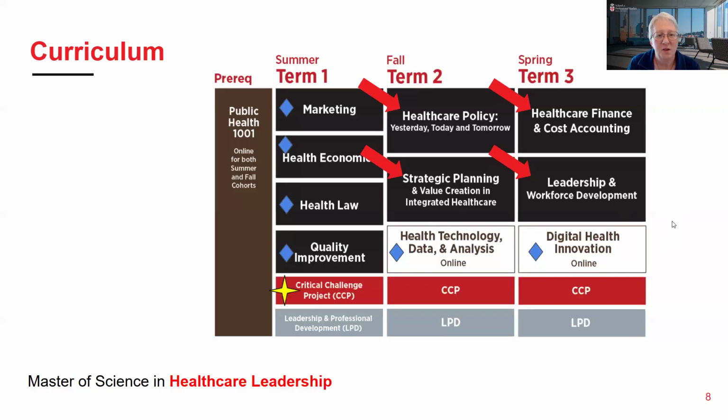That is all supported by the Critical Challenge Project, which is the capstone project required for the program, and it takes place in all 3 terms of the program. And finally, we have leadership and professional development, and that is a course that also takes place in all 3 terms. We have A, B, and C sections of the course, and that is where you work on individual professional development skills, practice, experiential learning, those types of activities that really promote your own personal leadership development.